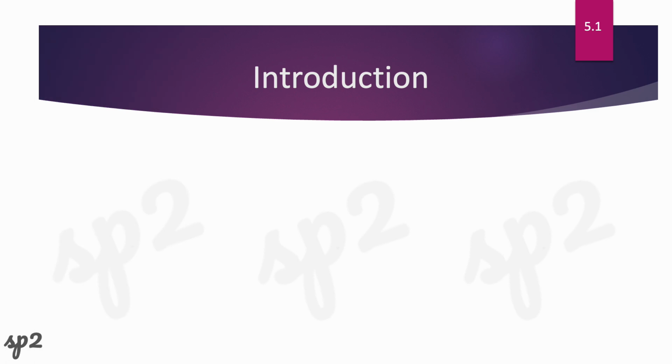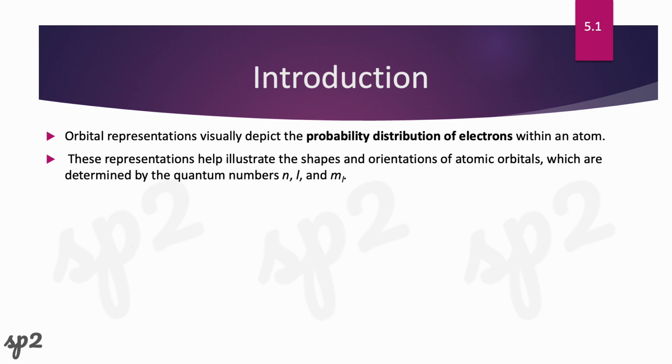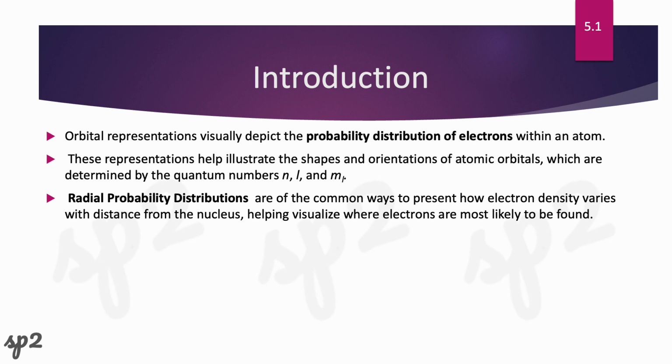In our previous lecture, we talked about the wave function and the fact that if you go by the square of that wave function, we can understand the probability distributions of the electrons within an atom. That's exactly how we can imagine the shapes of these orbitals. These representations are going to help us understand the shapes as well as the orientations of the atomic orbitals. And if you remember, we'll use the quantum numbers n, l, and ml to get all the details about these orbitals.